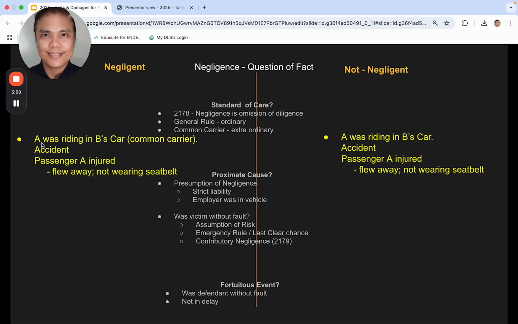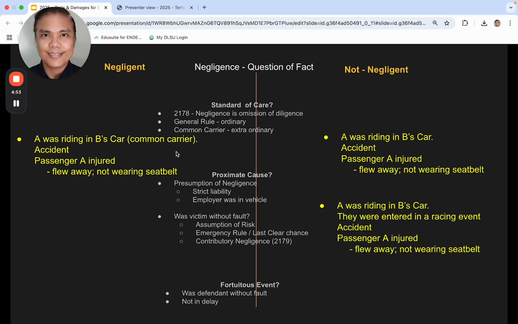On the other hand, let's change the facts. A was riding in B's car, but B was a common carrier. There's an accident, passenger A flew away for not wearing a seatbelt. Well, you could say since this is a common carrier, extraordinary diligence is required. B, the common carrier, did not check if the passenger was wearing a seatbelt. You could say that standard of care was not followed, therefore B was negligent. Maybe you could argue, well, passenger A contributed to his damage. I guess if it's a common carrier, well, the principle that the common carrier should observe extraordinary diligence and carry the passenger safely as possible, as far as human foresight can provide, would make you conclude that, well, B is negligent if B was a common carrier.